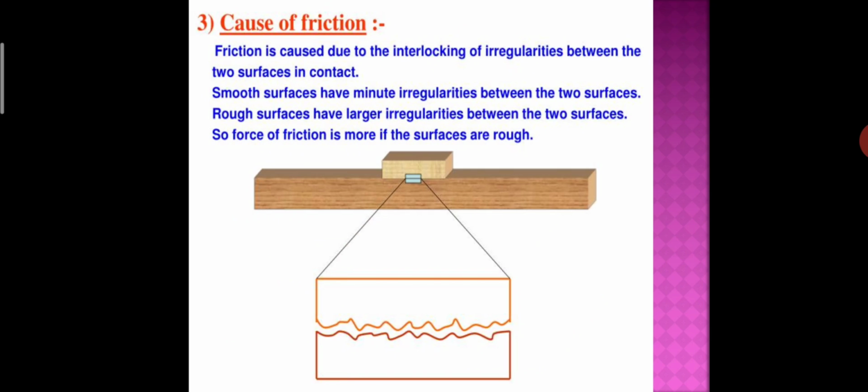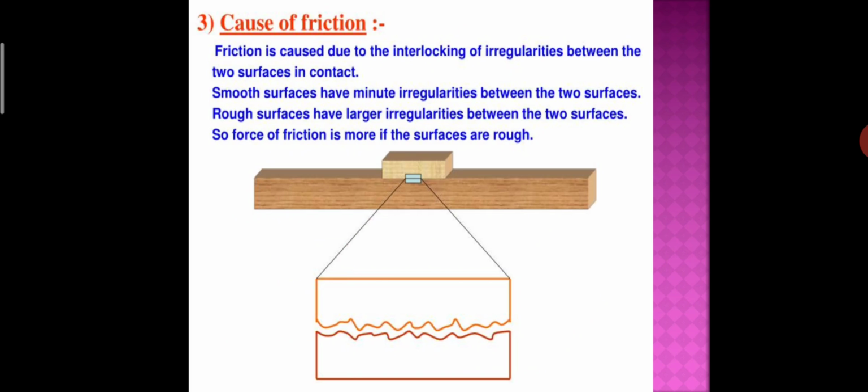Now the next one is cause of friction. Why is friction caused? Friction is caused due to the interlocking of irregularities between the two surfaces in contact. Underline and keep it in your mind, students. Friction is caused because of the interlocking of irregularities between the two surfaces in contact.